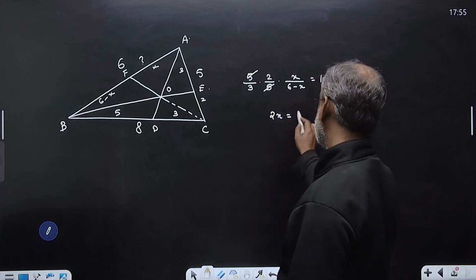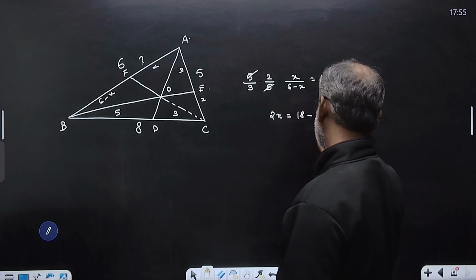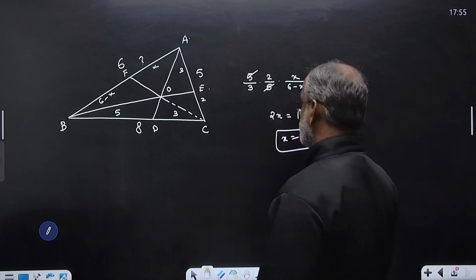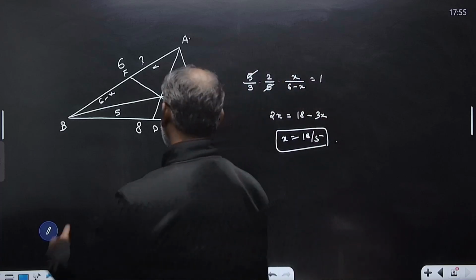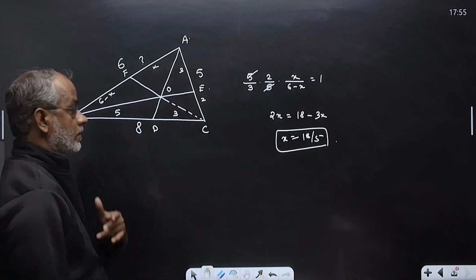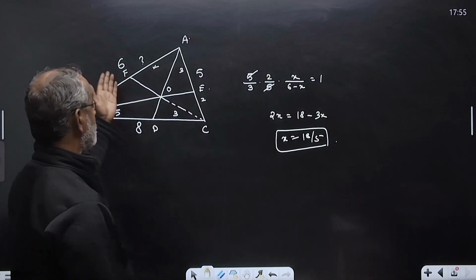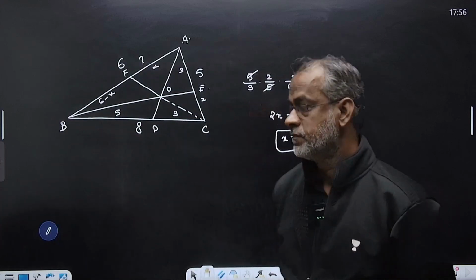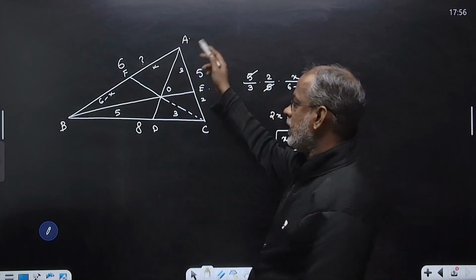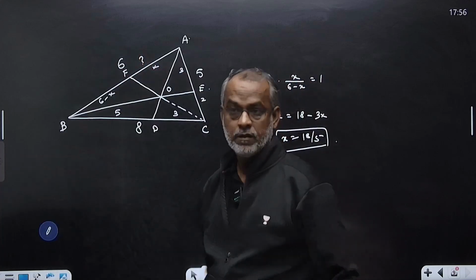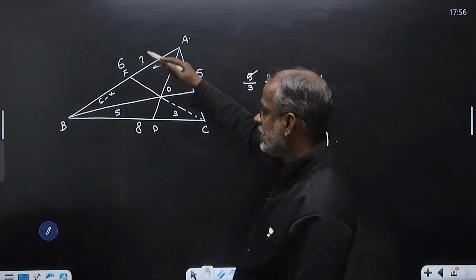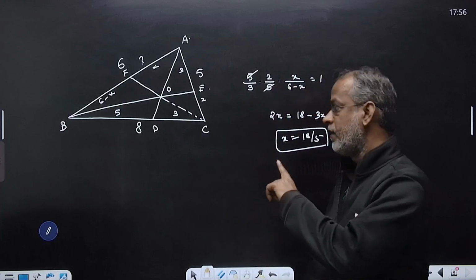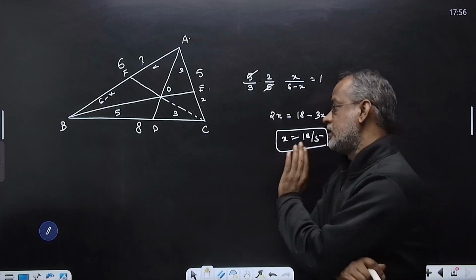2x. If somebody is asking you the length of CF, then what do we have? Stewart's theorem. Somebody may ask you AF, somebody may ask you CF. So, if you want to find CF or BE, anything, then we have Stewart's theorem. Otherwise, this is Ceva's theorem.